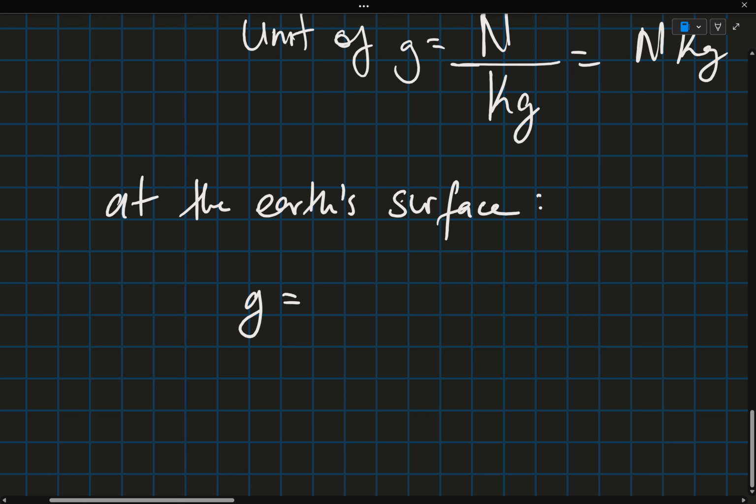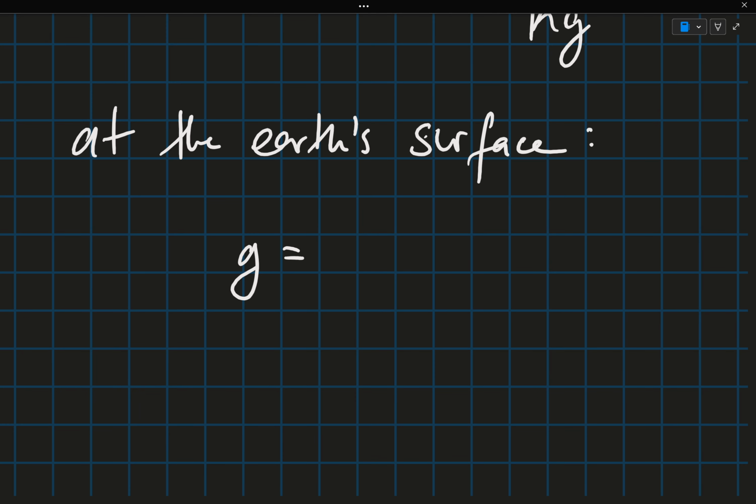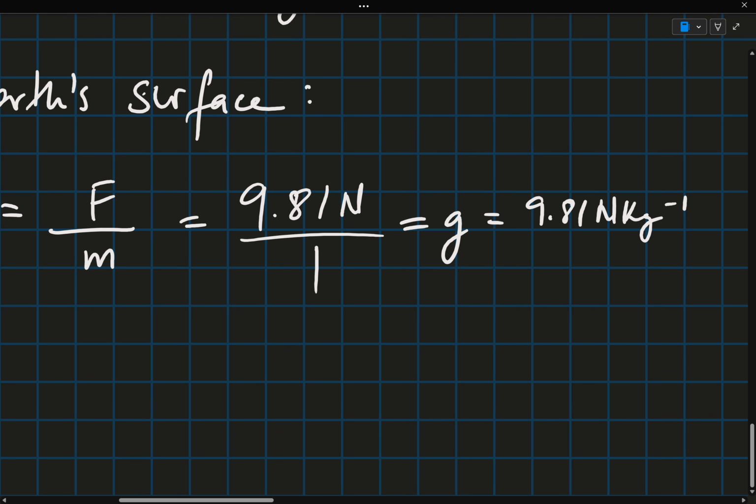Okay, give me a moment. So the gravitational field strength g on Earth's surface would be relating to any object of a mass. Remember, it's force over mass. In our case, our gravitational force is 9.81 newtons, and the mass we're using is 1. Therefore, our acceleration due to gravity would just be 9.81 newton per kilogram. That's what we're using there.